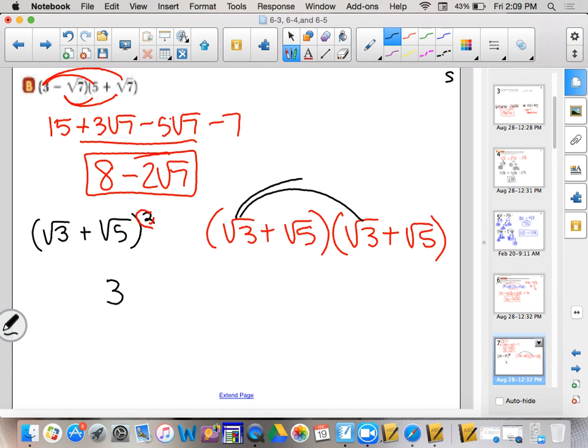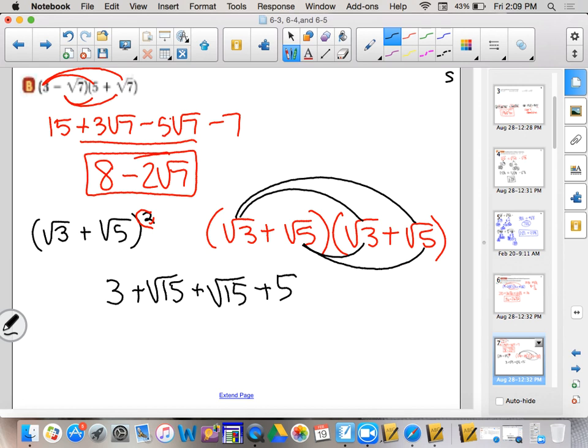What's the square root of 3 times the square root of 5? Square root of 15. What's the square root of 5 times the square root of 3? Square root of 15. And then what's the square root of 5 times the square root of 5? 5. Now all we have to do is put it in the simplest form. So 3 plus 5 is 8.